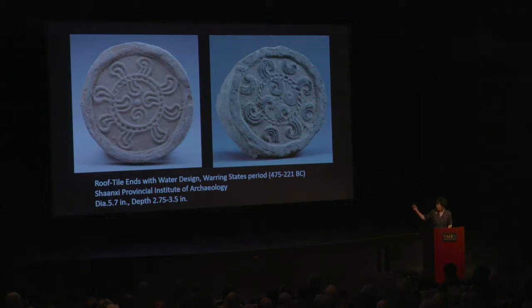So maybe that's why there are so many roof tile ends with water design found among palace ruins. And I want to use these two as examples. You can see these are all depicting water. And of all the designs of tile ends found in the Qin sites, I think the tile with the water or wave design is probably the most distinctive Qin creation.